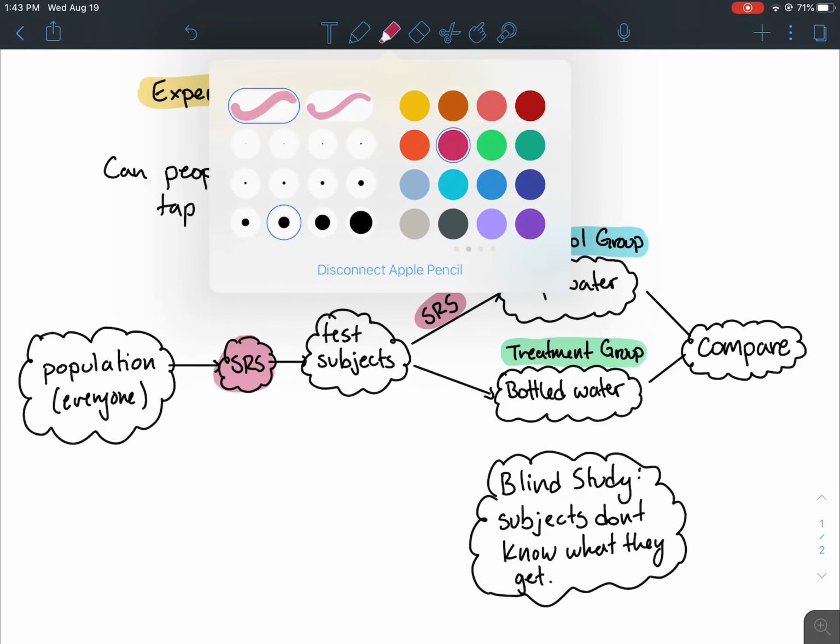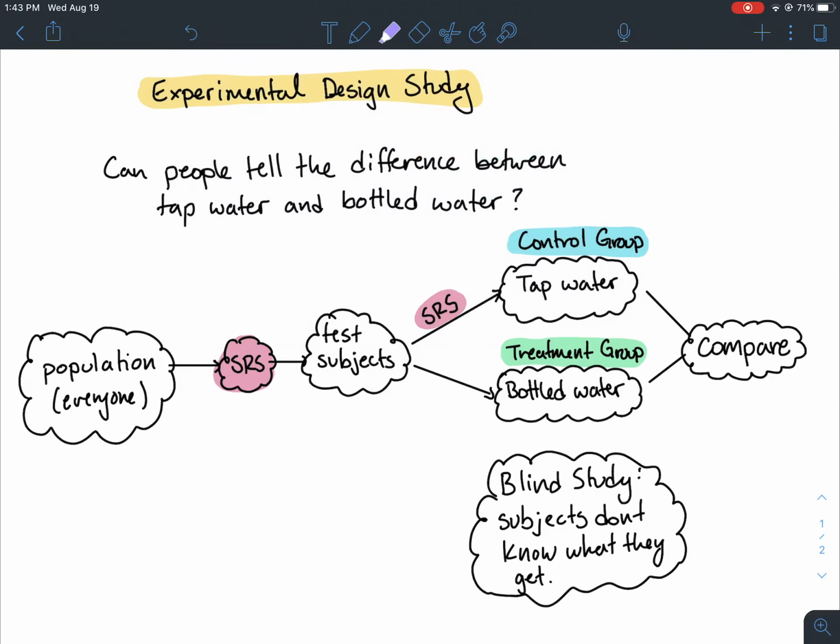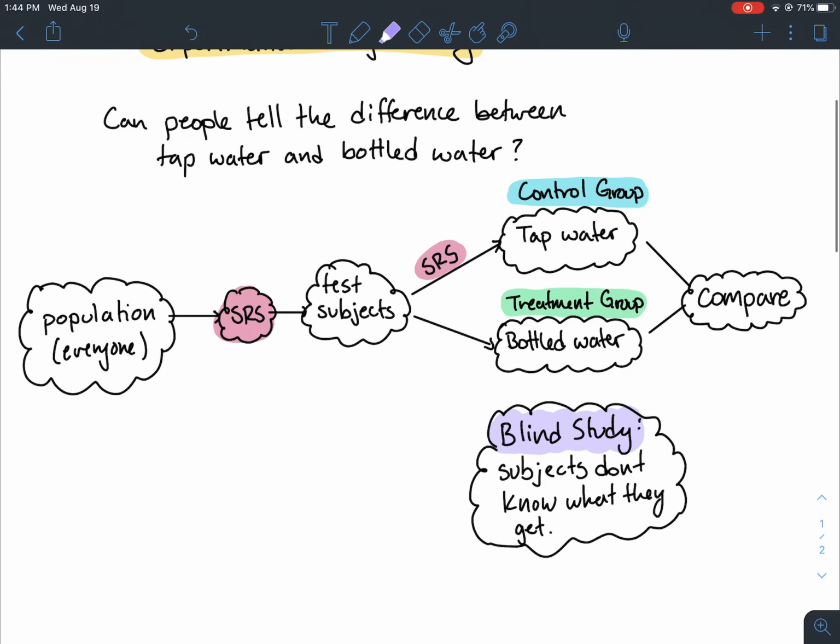And then we make it a blind study. So that way people don't know what they are going to be getting. They just assume it's something and they're not quite sure. And that allows us to keep them in the dark so they're giving us true responses and there's no biases there. So this is our experimental design study.